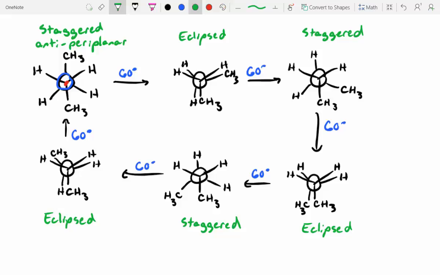The one that is, let's see, right here, let me highlight it, also has a unique name. If we think about those CH3 groups, they're now in plane. So we would refer to this one as syn periplanar.